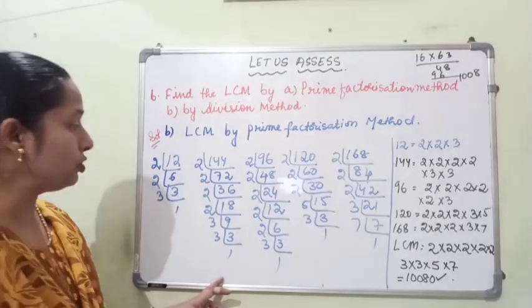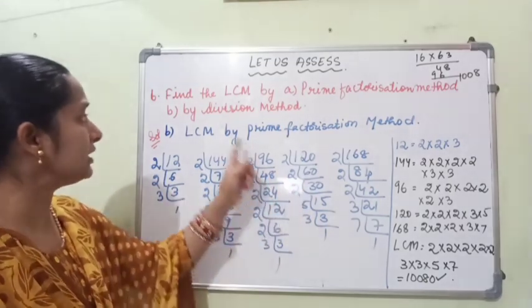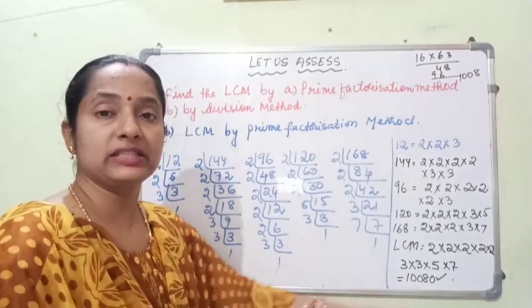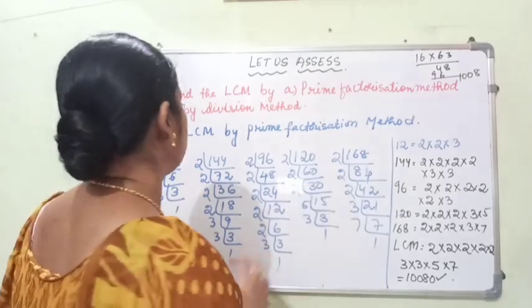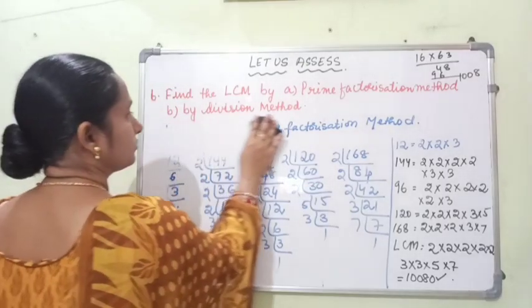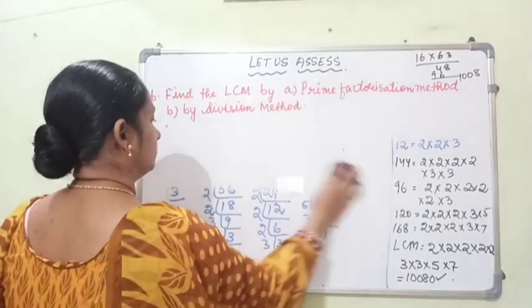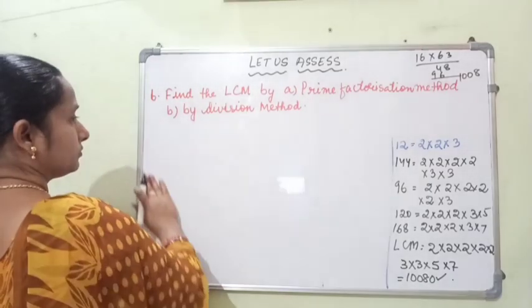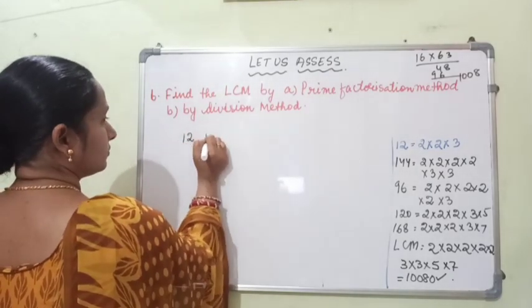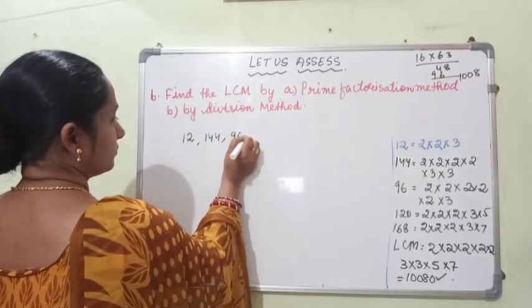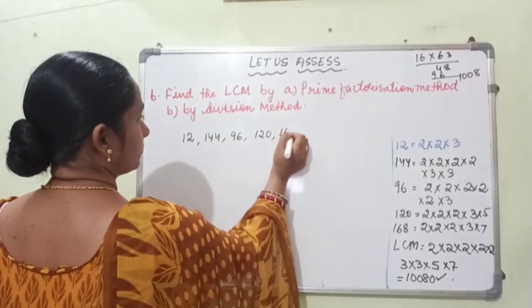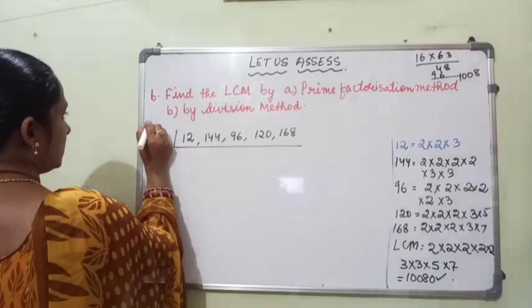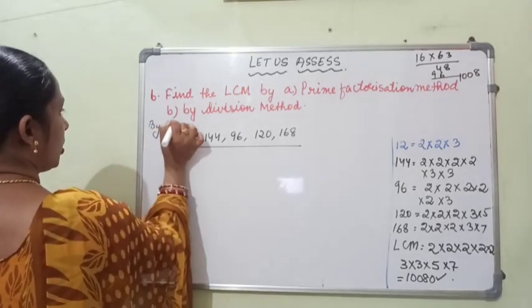So we have to find the LCM of these same numbers by division method also. Let us see whether we are getting the same LCM by short division method or not. Now draw the short division method. This is by short division method.